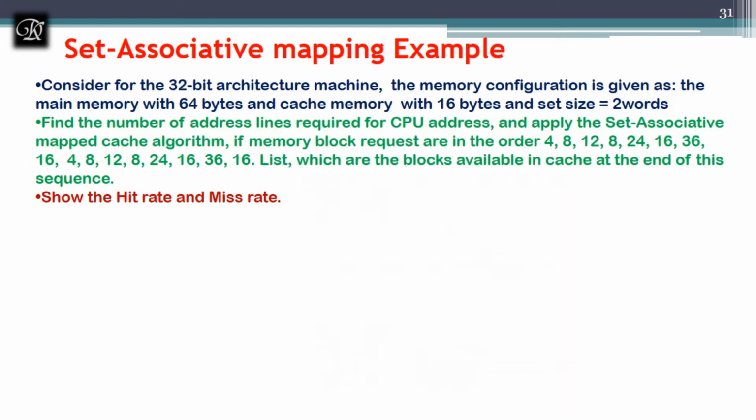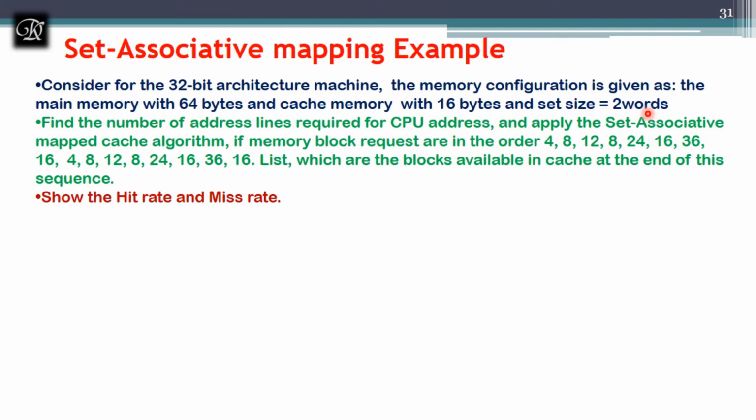Let's see the example. Here the example is again taken with the same sequences I used in the previous case. I have taken the same sequences just to highlight the advantages and disadvantages of the previous algorithms. So here the same 32-bit architecture machine is used with 64 bytes of memory and 16 bytes of cache, and the set size, this is mandatory. You should know the set size when you are applying set associative mapping. The set size is 2 words.